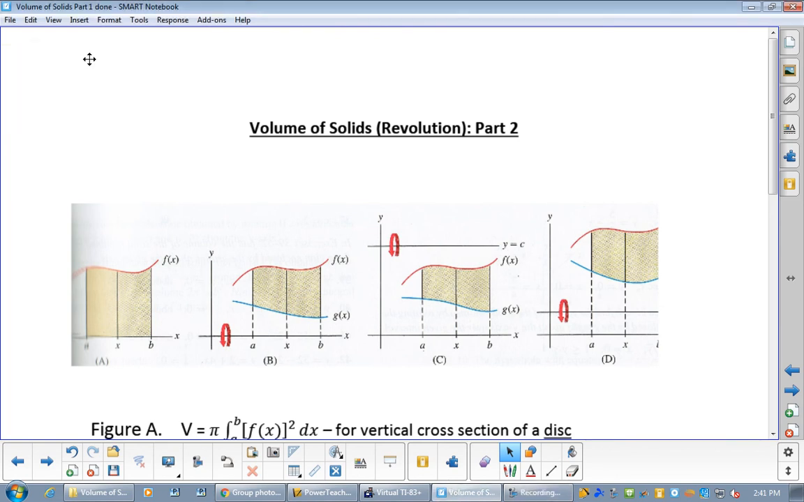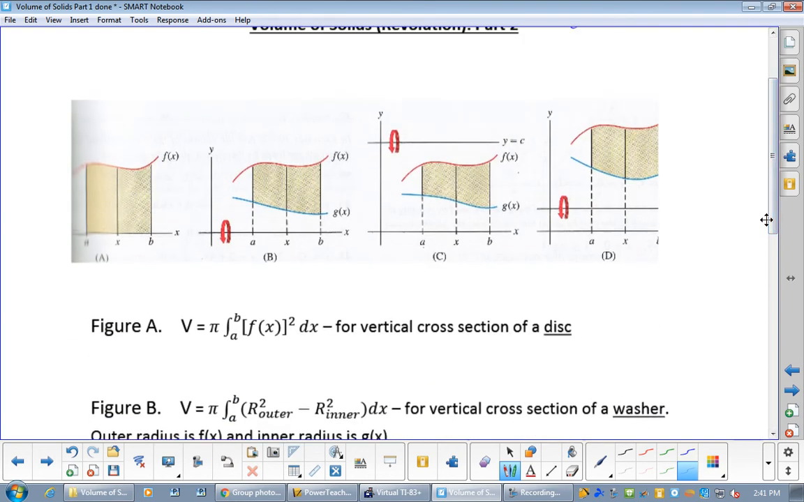Okay, now we're doing volume of solids or objects part 2, and these are more about a line. Up to now we haven't been doing about a line, we have just been doing about the x-axis. So figure A, that was just pi times r squared, right? Because we had just one curve and we were just finding the volume underneath that curve and then spinning it.